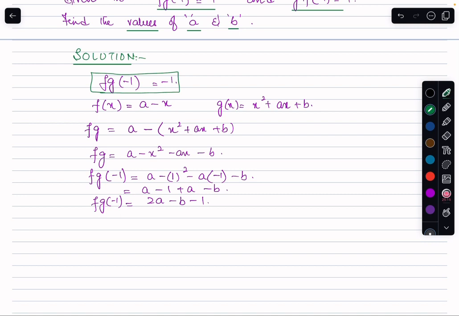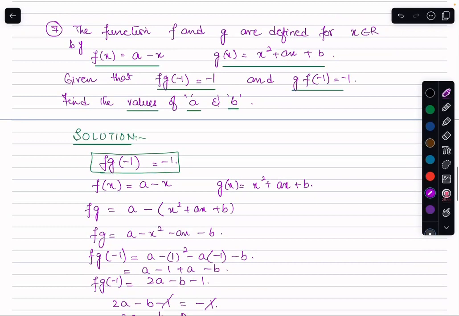Again, the given condition states that f of g of minus 1 should be equal to a minus 1. So equating it to a minus 1, I will be getting 2a minus b minus 1, which equals a minus 1. So minus 1 on both sides gets cancelled, and it's 2a minus b equals 0. Or in other words, b equals 2a. So this is our b in terms of a with respect to the first condition, which said f of g of minus 1 equals a minus 1.